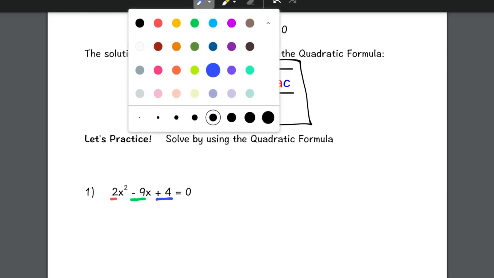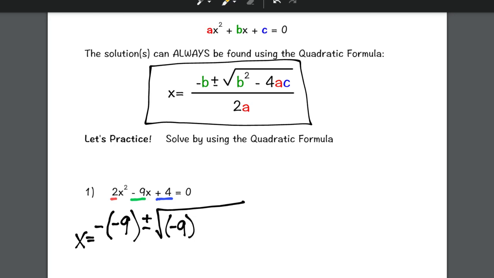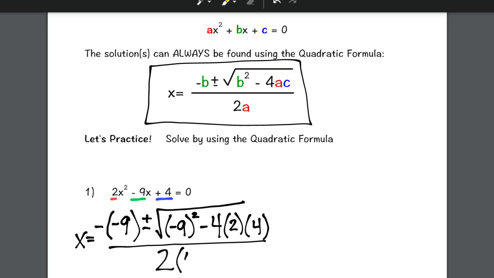All right, so if we go in to actually solve for x, it looks a little something like this. We have x is equal to opposite of b. So I like to put these in parentheses, like so. My b is negative 9, so I put that negative out front and then negative 9 inside my parentheses, plus or minus the square root of negative 9, because that's my b again, squared, minus 4, and then my a, which is 2, and my c, which is 4. And all of this over top of 2 times a, which again, my a is 2.